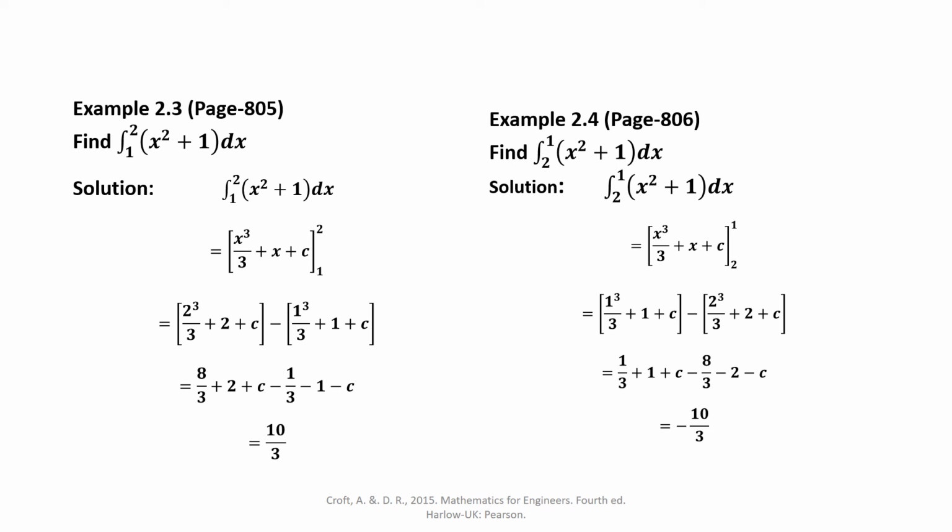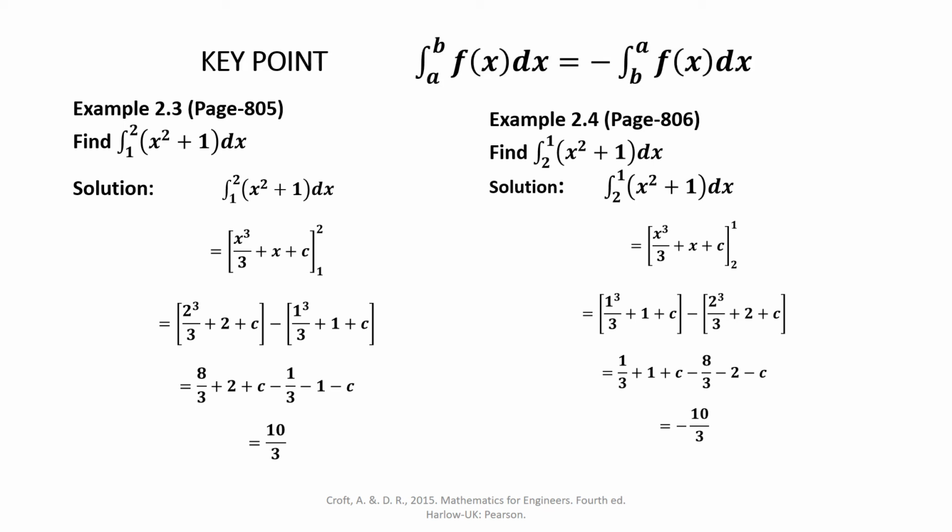So this is a difference. When the limits are interchanged, a minus sign will be produced. So this is a rule actually now, that a to b can be made b to a, but a negative sign will be produced with it. So take care of this rule.